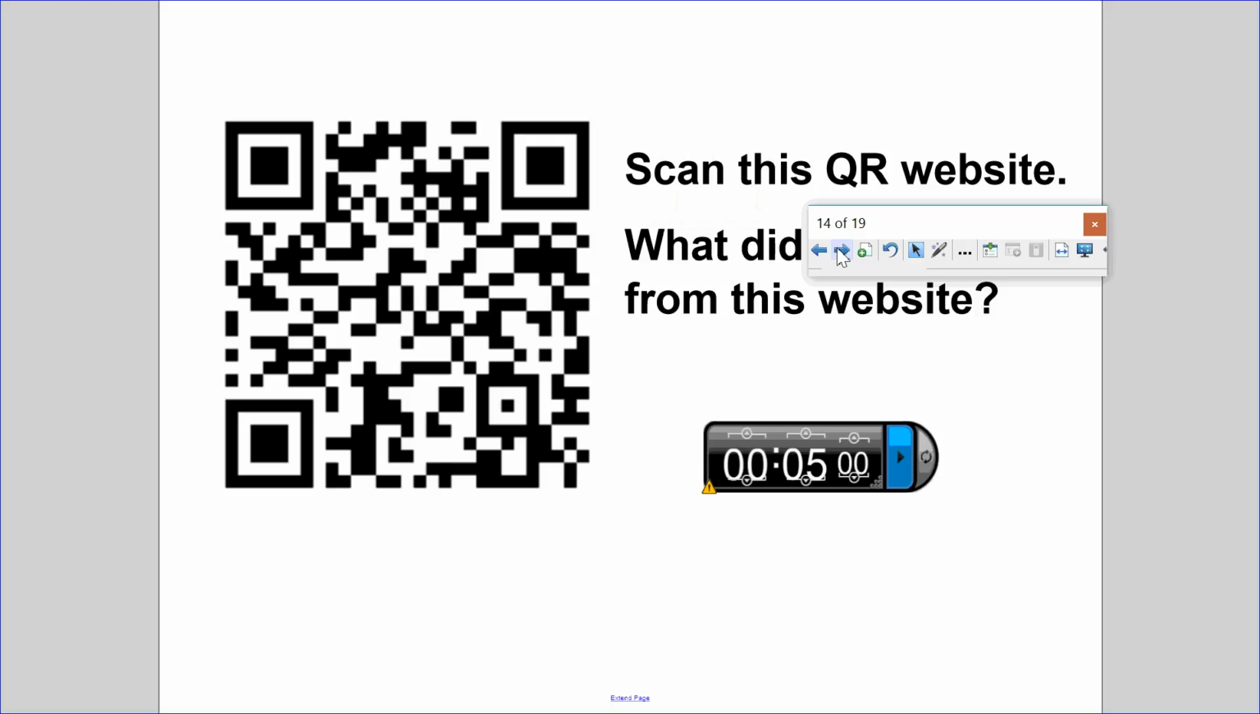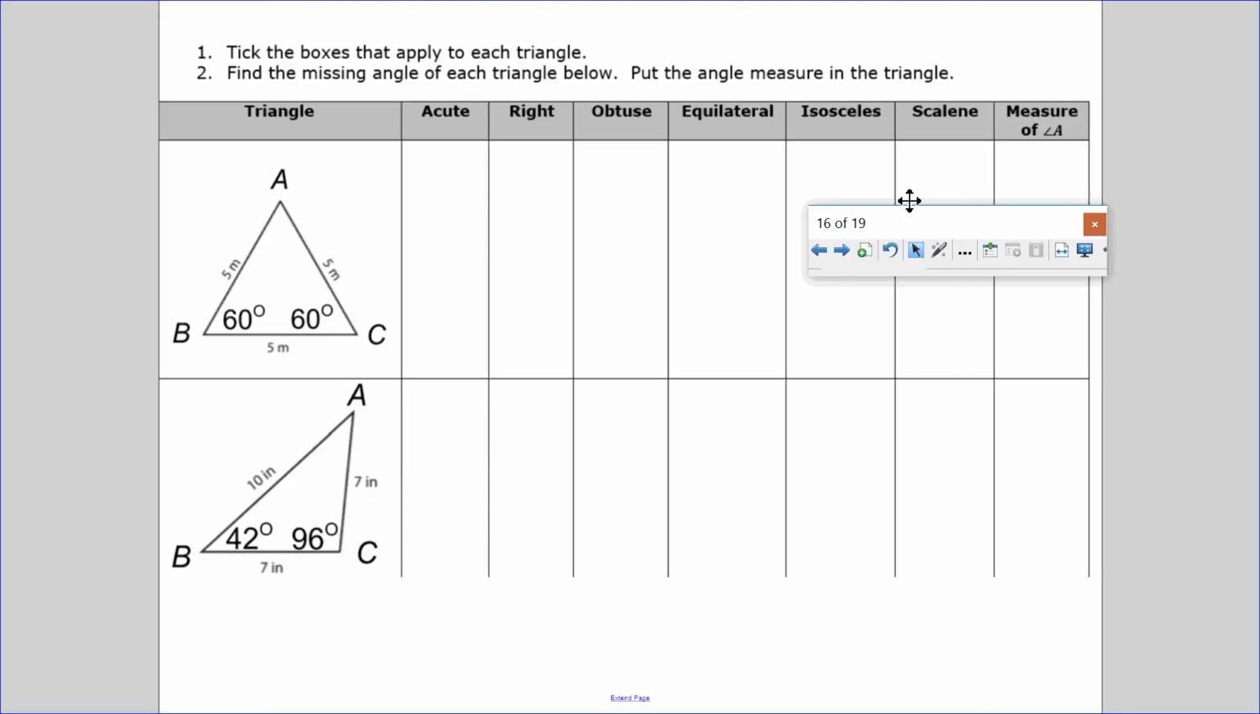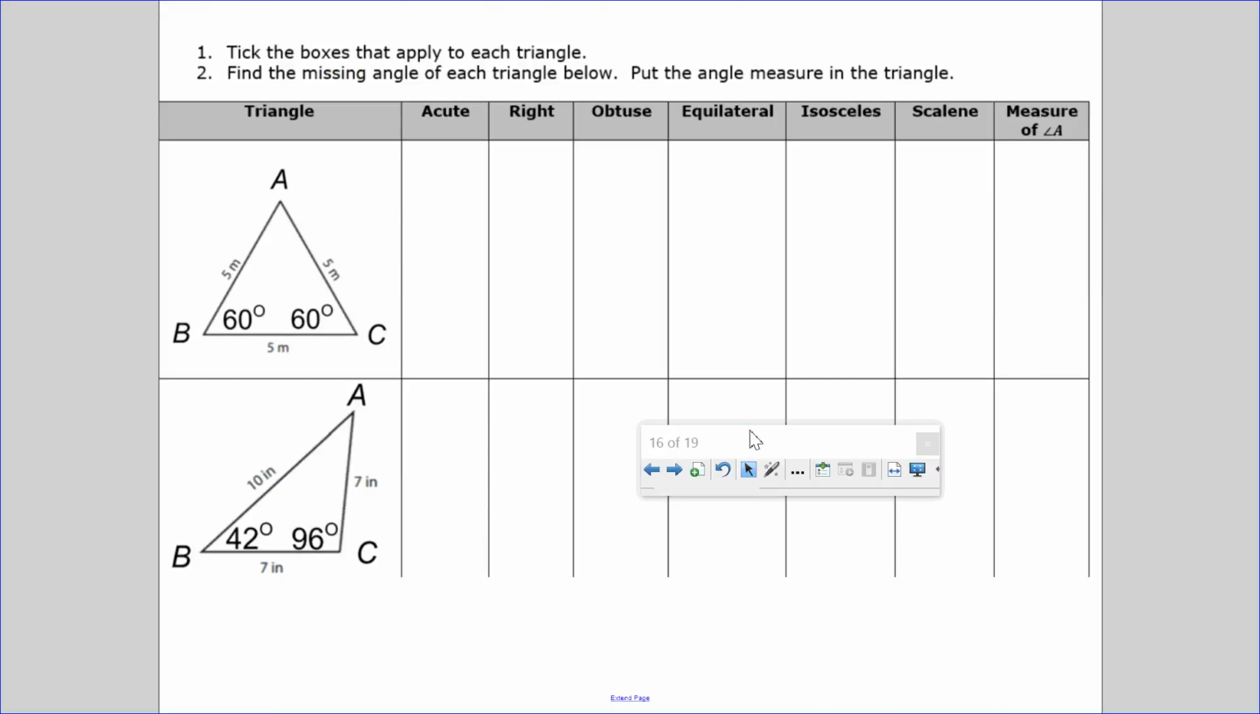So what you're going to be doing is you're going to go through this activity and figure out what class of triangle each is. You're going to tick the boxes that apply to each triangle. Then you're going to find the missing measure of each triangle below and put the angle measure in the triangle. So let's look.